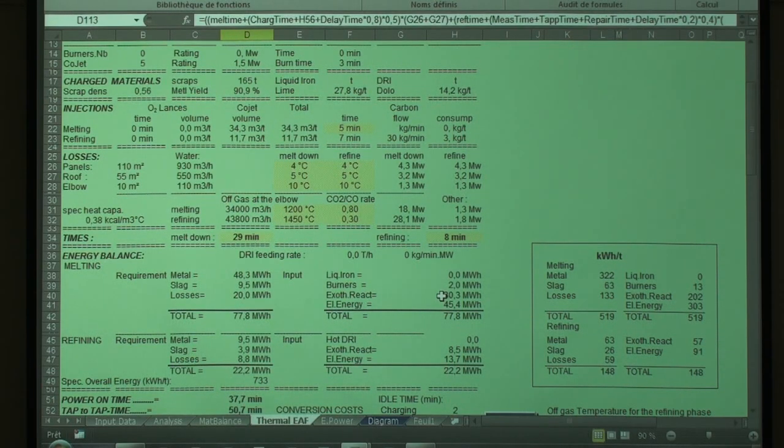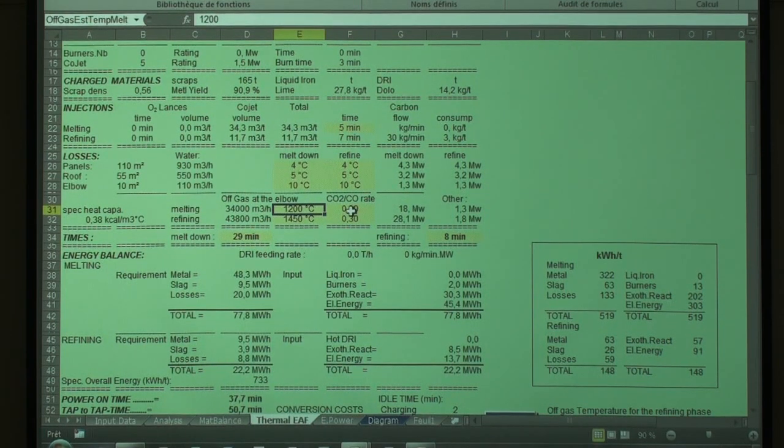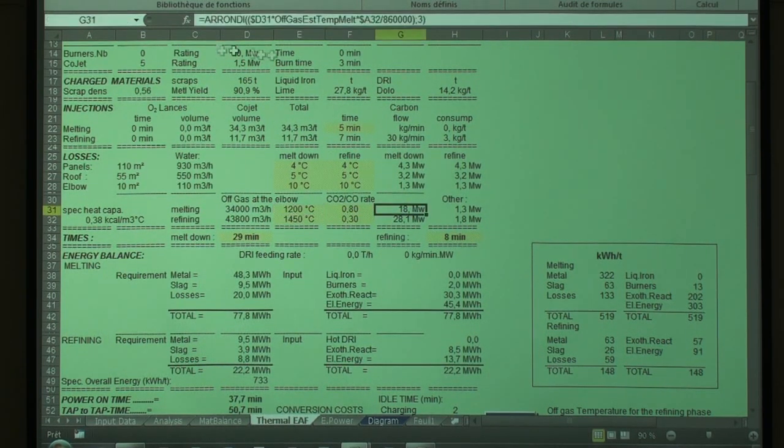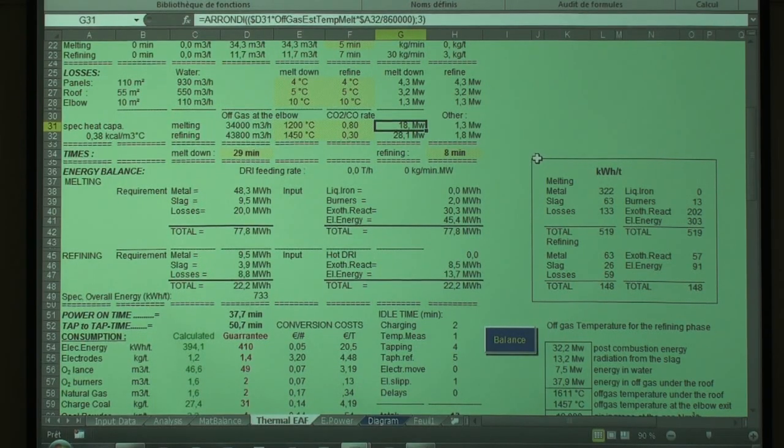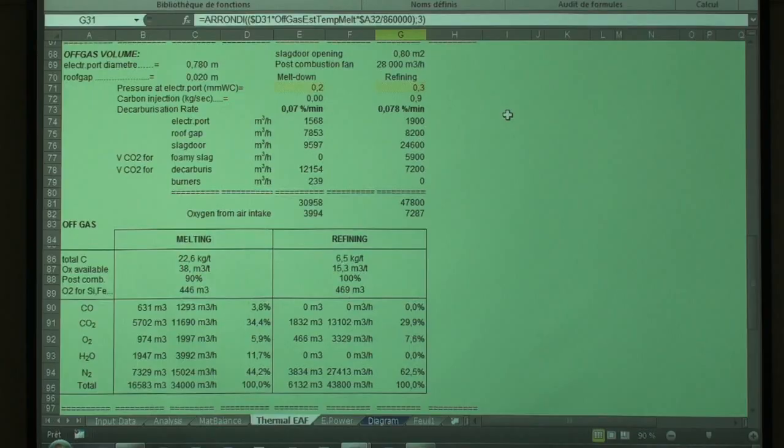Okay, keep going. So we come to the off-gas calculation. The volume is defined below. You will see, I take the temperature and the post-combustion rate, and I determine the megawatts. How can you get the post-combustion ratio? Experience. And I cross-check because I have the off-gas calculation here.